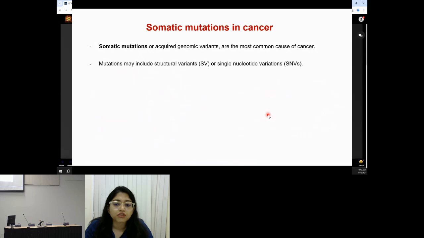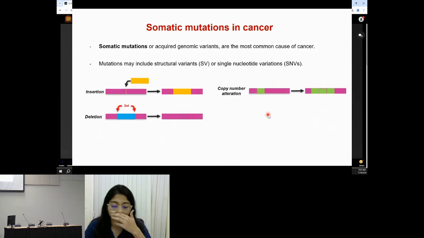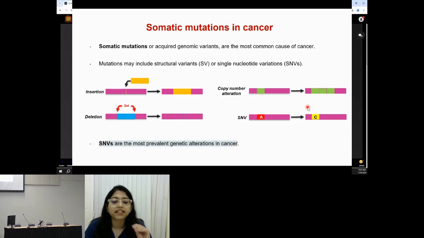Somatic mutations may include structural variants, which may end up affecting a certain part of the genome, for example, insertion, deletion, or copy number alteration. Now, the most commonly occurring somatic mutations in cancer are single nucleotide variants. A single nucleotide variant is simply a genomic alteration at a single genomic locus. For example, in this case, the base A changes to base C. This is an example of a single nucleotide variation, and these are the most prevalently occurring genetic alterations in cancer.